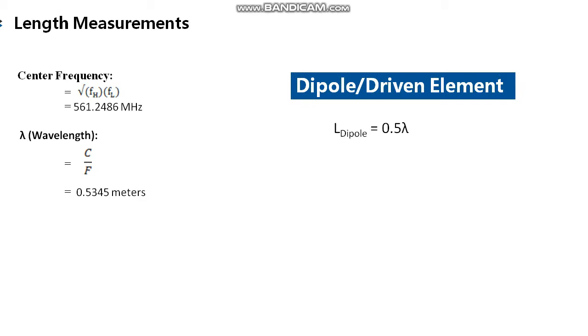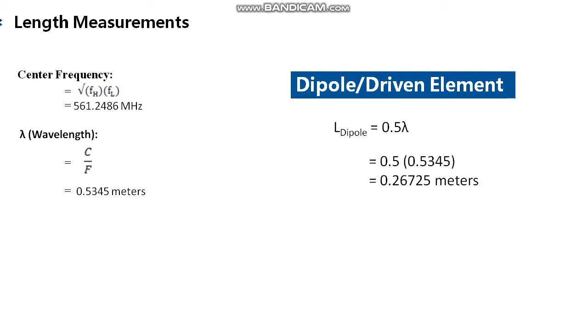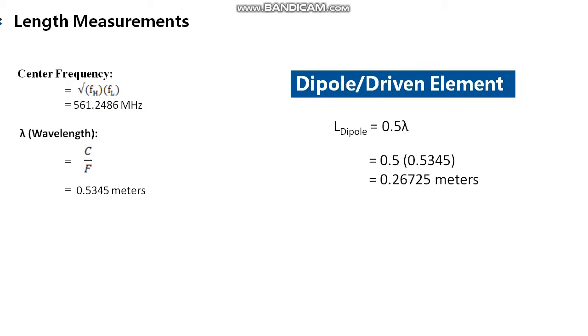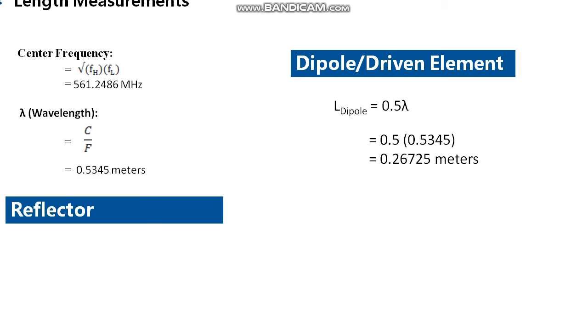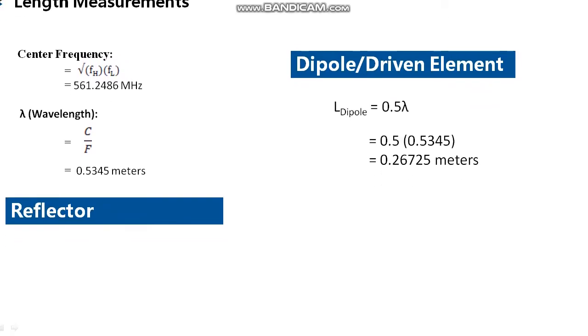Next, we have the dipole or the driven element. For the length of the dipole, we have 0.5 wavelength. So 0.5 multiplied by the wavelength, 0.5345, we have the length of the dipole to be 0.26725 meters.